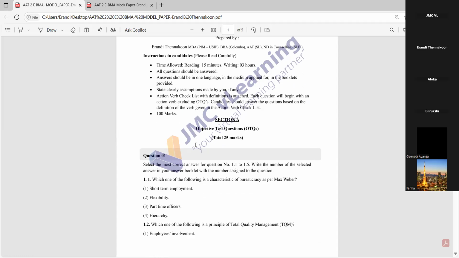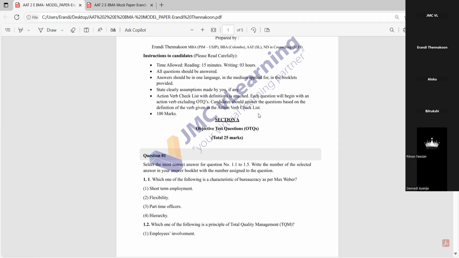Also, there's a verb checklist attached to your paper. I think most of you have seen that checklist. You have to refer to it when you are constructing an answer. You will get the full 100 marks if you can answer very well. The total mark allocated for this paper is 100 marks, so you will get marks out of this 100.